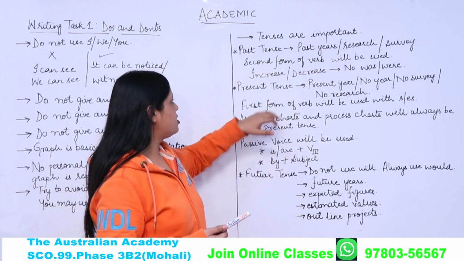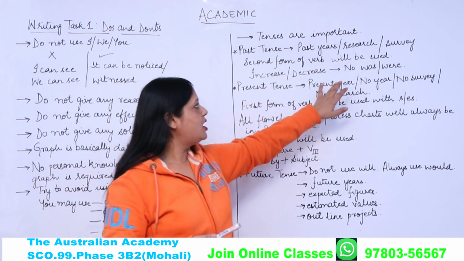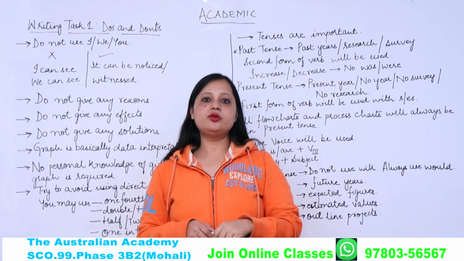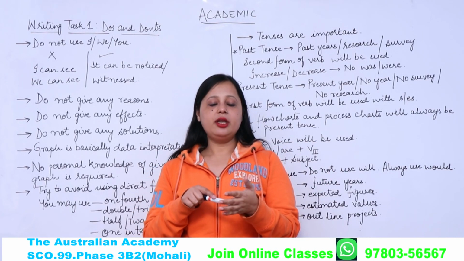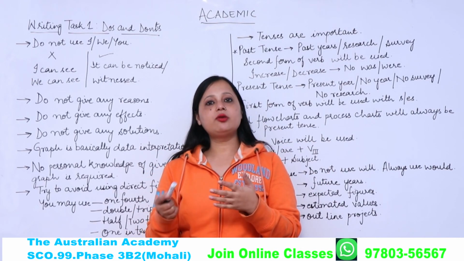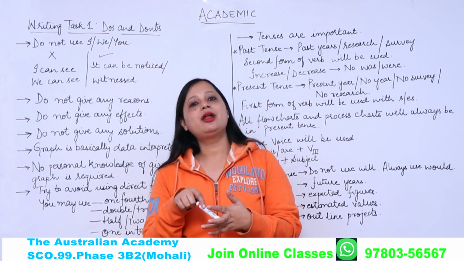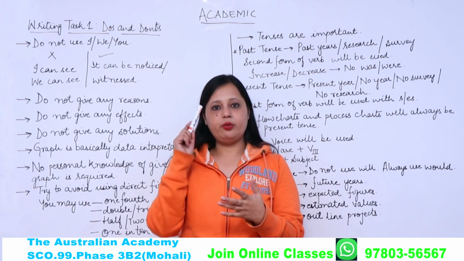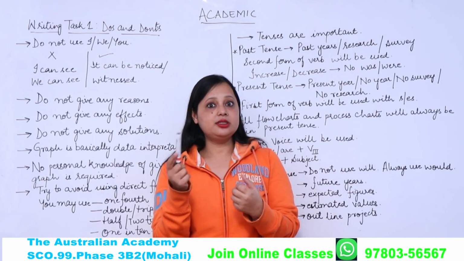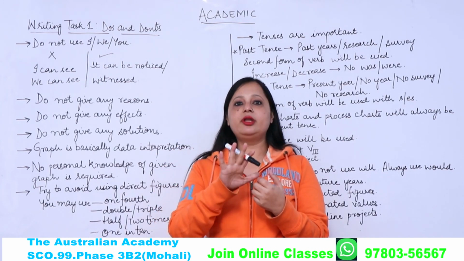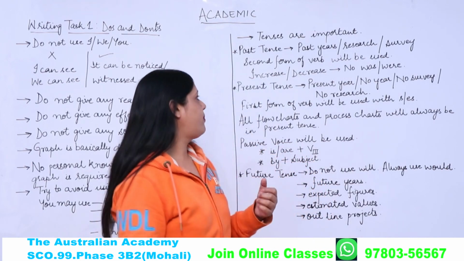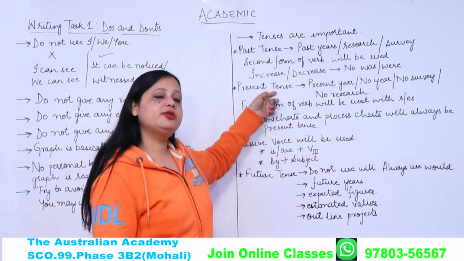Another thing that you need to keep in mind is with increase and decrease, we never use was or were. We cannot write it was increased or it was decreased. It is it increased, it decreased. If you write it was increased, that would be grammatically wrong. So just very simple, if it is increase or decrease, straight away write the second form. It increased, it decreased.